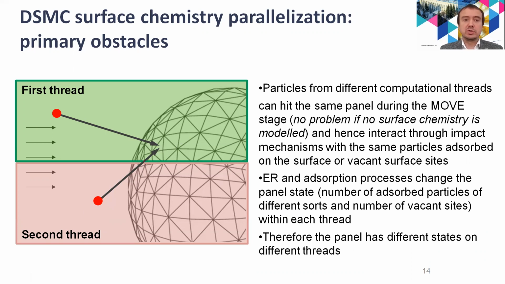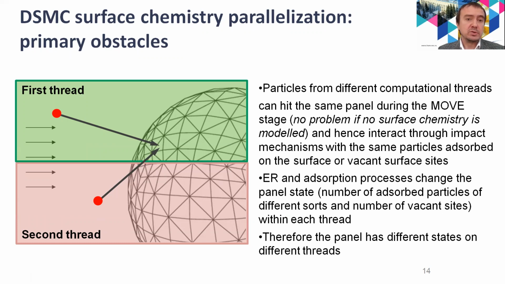So the first solution is to try to update the state of the panel each time we have such a process as adsorption or Langmuir-Hinshelwood recombination, and transfer this information to all other threads. But it looks not very feasible to perform this transfer after each event from the point of view of parallelization efficiency.